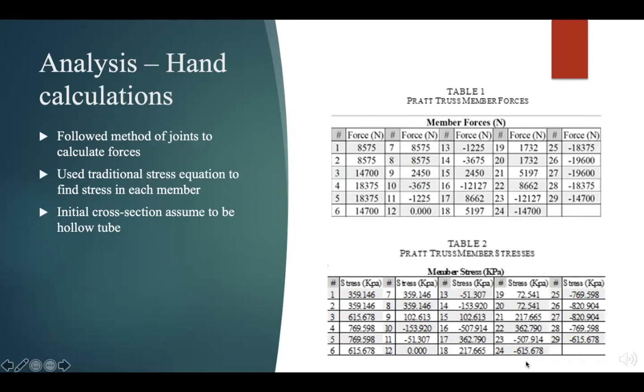Stress was calculated using the traditional method of force versus area for each truss member, using a homogeneous cross-section for initial hand calculations. It can be seen from Table 2 that the maximum stress in tension is 769.6 kPa, whereas the maximum stress in compression is 820.9 kPa.